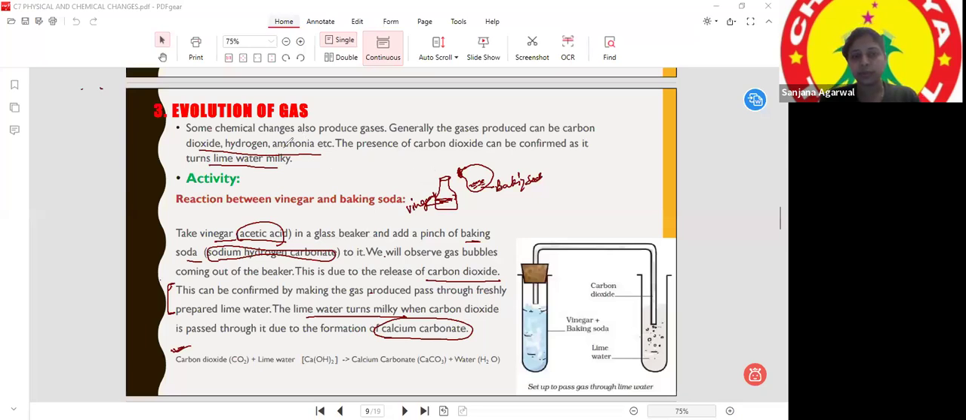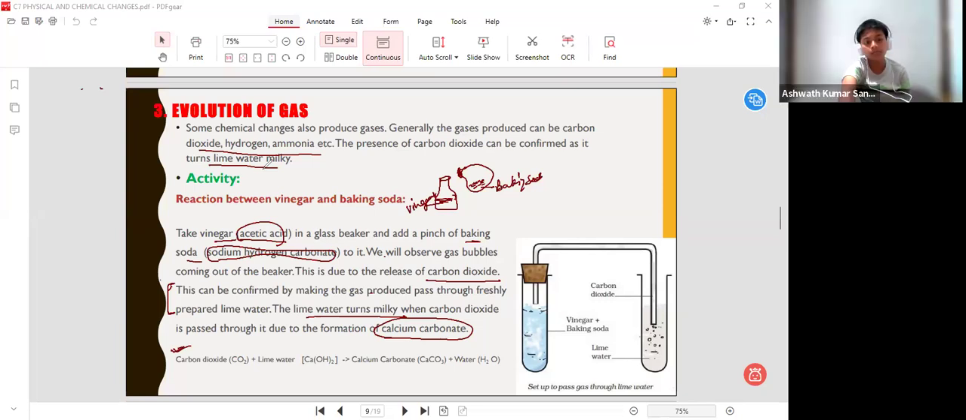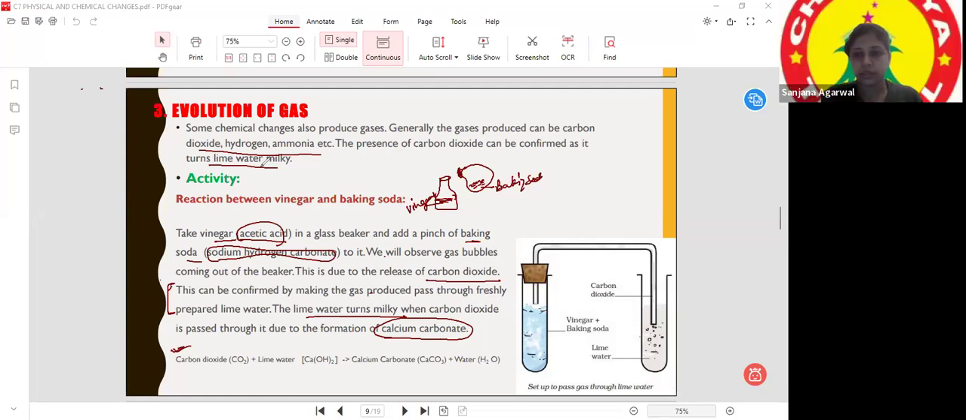So do one thing, please quickly note this. Everyone, please note this down. And you can draw this diagram also.